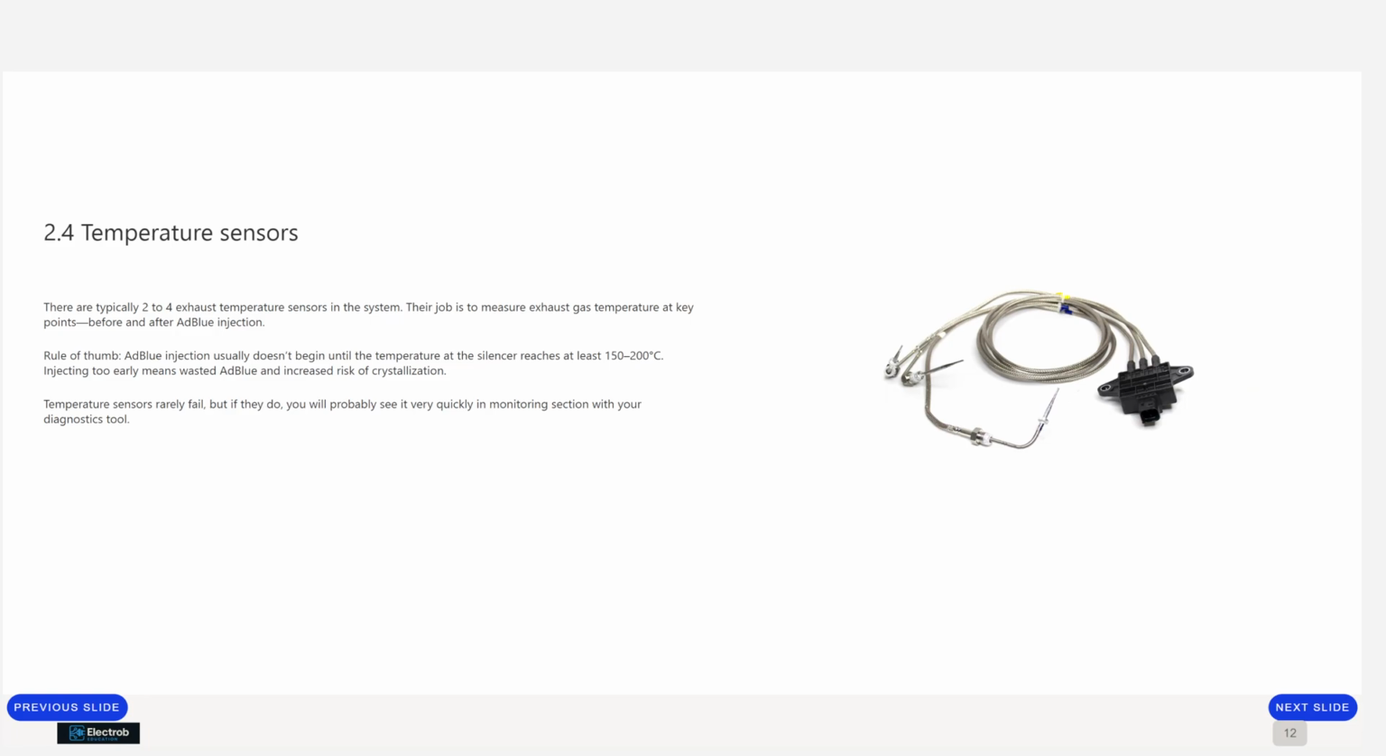There are typically 2 to 4 exhaust temperature sensors in the system. Their job is to measure exhaust gas temperature at key points, before and after AdBlue injection. Rule of thumb: AdBlue injection usually doesn't begin until the temperature at the silencer reaches at least 150 to 200 degrees. Injecting too early means wasted AdBlue and increased risk of crystallization. Temperature sensors rarely fail, but if they do, you will probably see it very quickly in the monitoring section with your diagnostics tool.